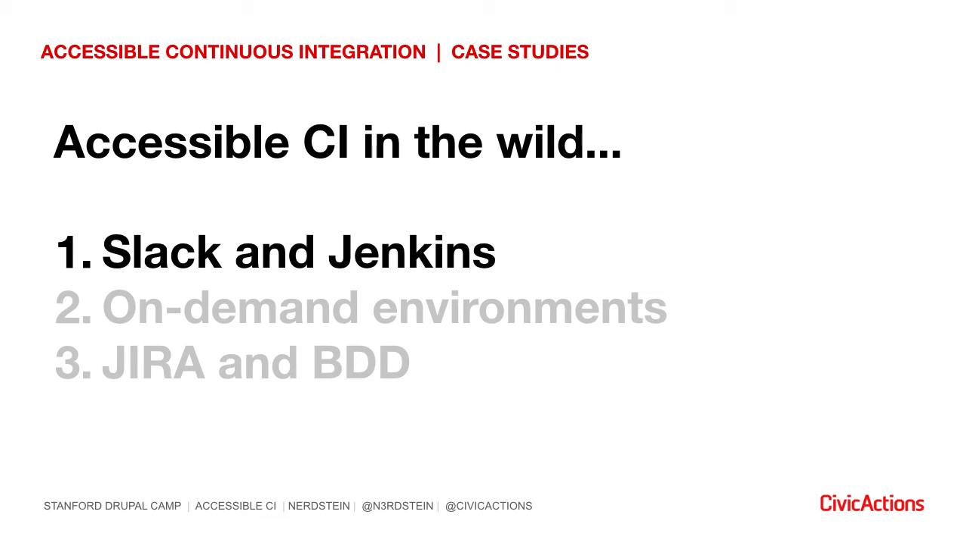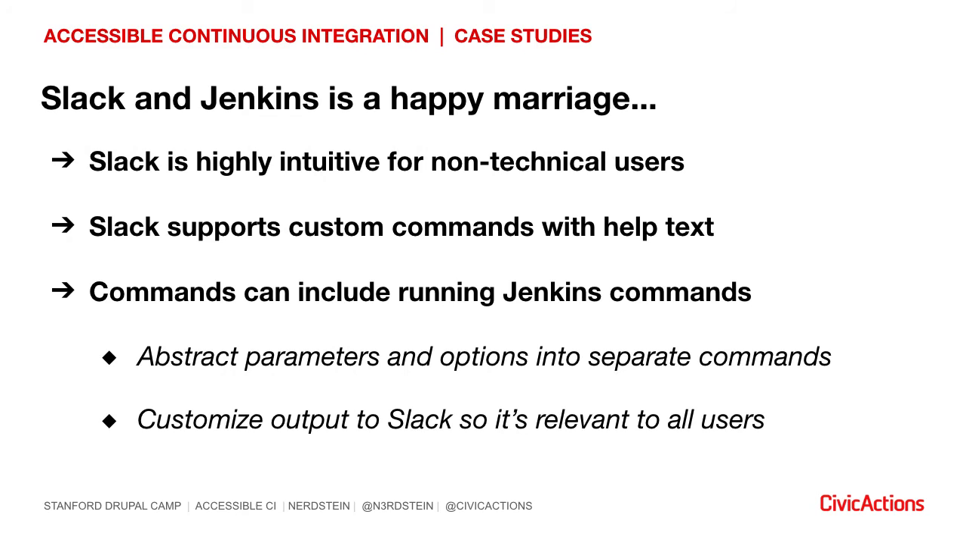Accessible continuous integration in the wild. So let's take a look at 3 different case studies that promote accessible continuous integration. The first one is Slack and Jenkins. Slack and Jenkins is a happy and vibrant marriage.